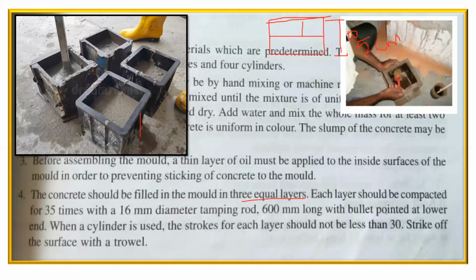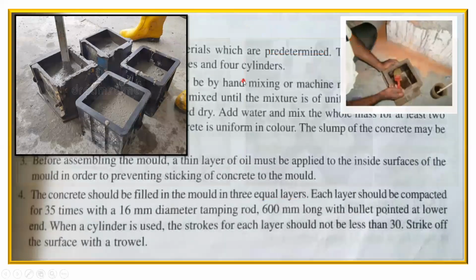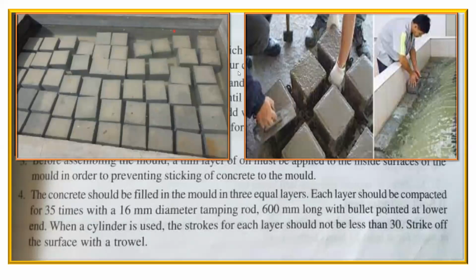And then if there is excess concrete, you have to strike it off. Also remember, here it is written that you have to do tamping 35 times if you're using a 150 mm cube. Just in case you're using a 100 mm cube, you have to do tamping 25 times. Here you have to do 35 times; if it is a 100 mm cube, then do it 25 times. Once all this is done, you have to strike off the excess concrete if there is any. You can see here these people have cast the entire cube and struck off the excess concrete.